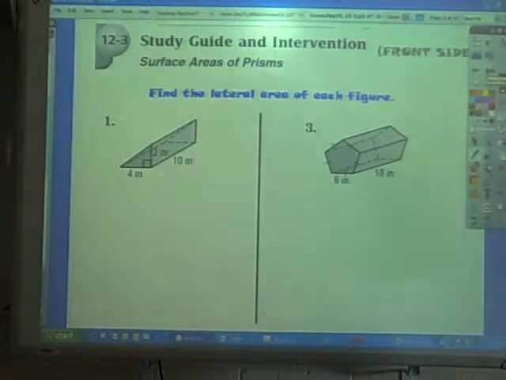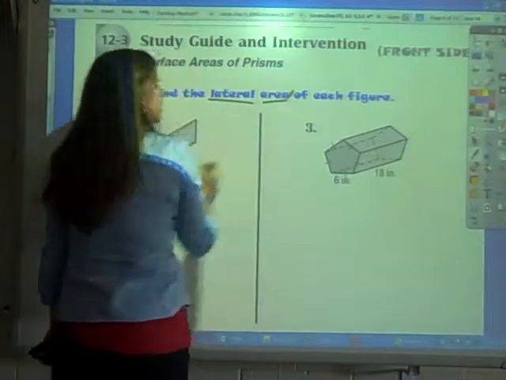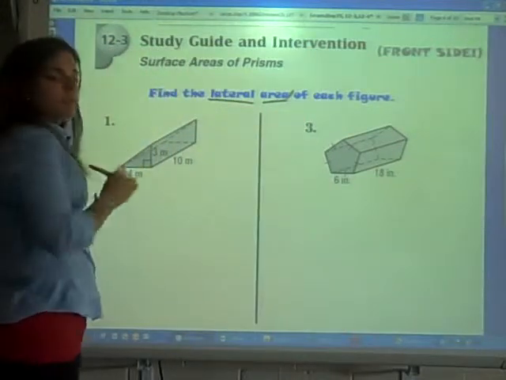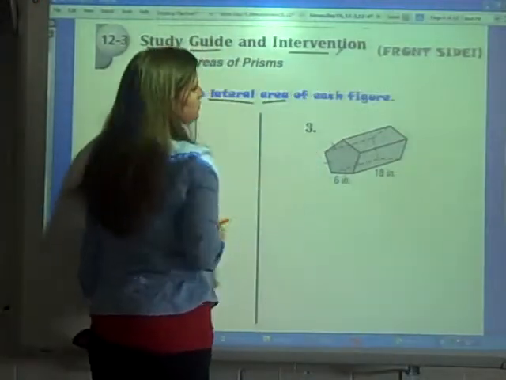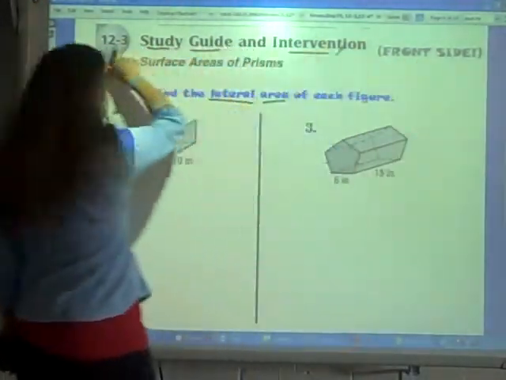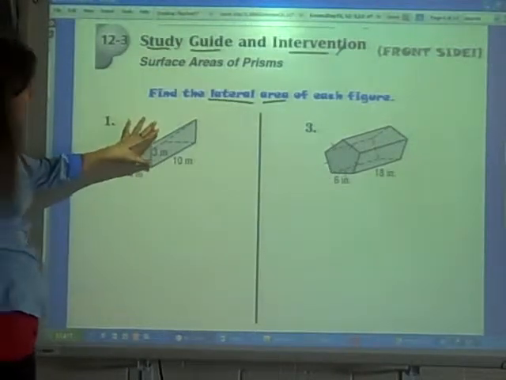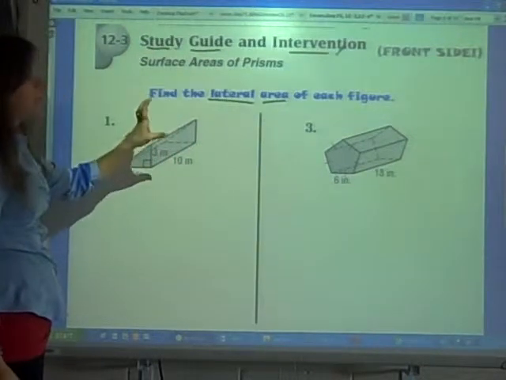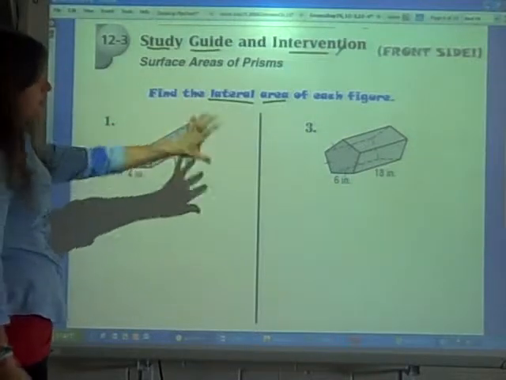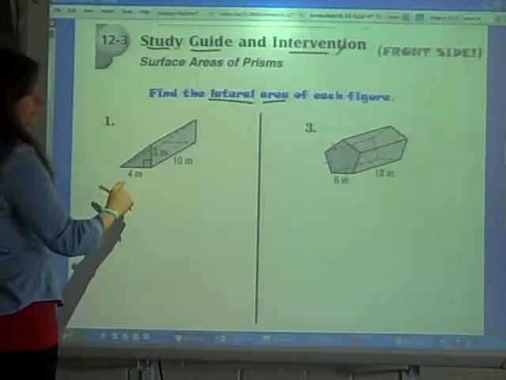Let's try a couple different shapes here. These are still prisms. We're wanting to find the lateral area of these prisms. You do not have to draw these. Take a second and go get your study guide intervention book. This is on the front side of 12-3. Okay? So after you get that book in front of you, we are going to draw something with these pictures, but you don't have to redraw the whole thing here. We're going to draw the lateral area. We're going to lay it out flat.